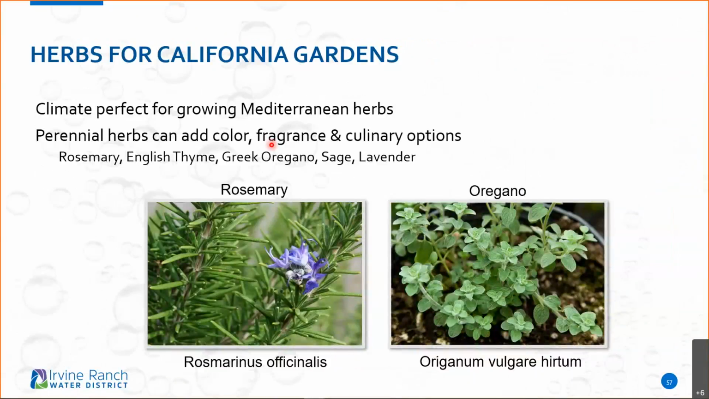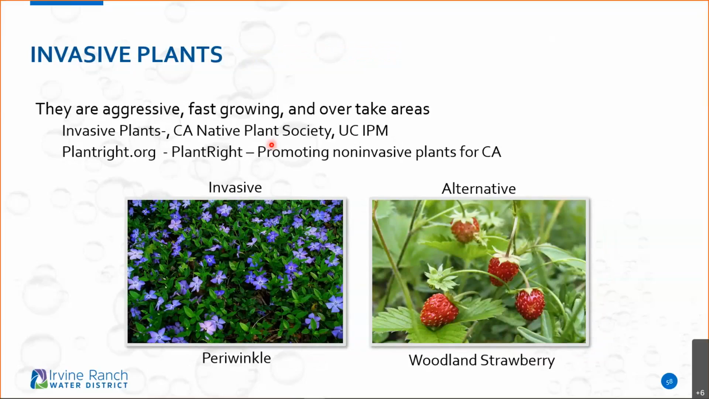Now, the best thing is we have herbs for California gardens that we can use. Rosemary, oregano. Not only can you use them as landscape plants, but they're edible. It's great to have these in the landscape, and as you're working out there, you brush up against them. It allows that fragrance to just pop out around your landscape.